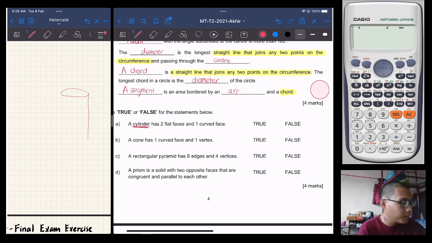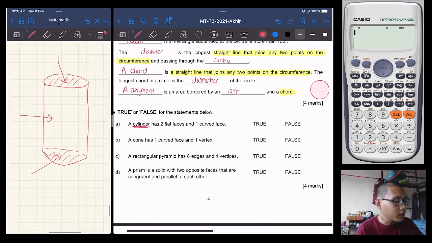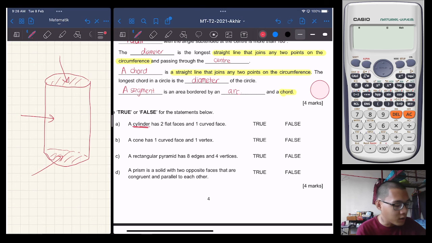Cylinder is this one, right? Cylinder has two flat faces. This one is a flat face on top, another at the bottom is the base. This one has a curved face. This one is a curve, right? So this is correct. One curve and two flat. This is a true statement, so we circle the true.